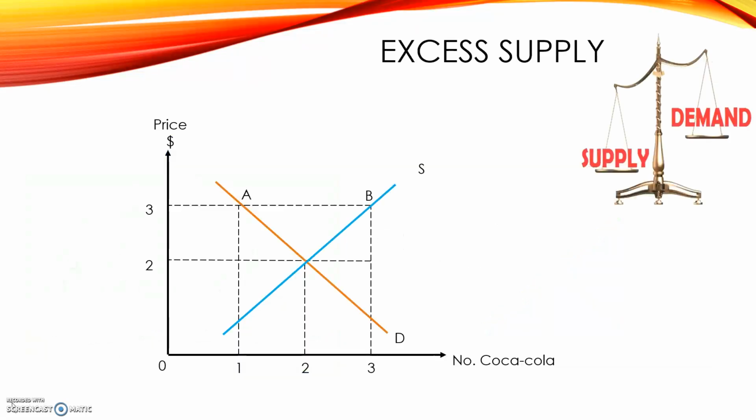Excess supply. Excess supply is a situation that can occur in the market where the amount of product provided or material obtained exceeds the amount required or demanded. This is also known as a surplus and is differentiated between A and B on the graph shown.